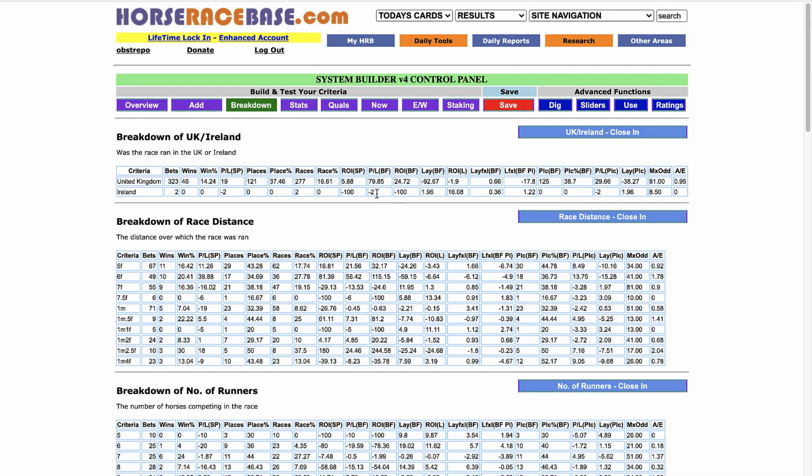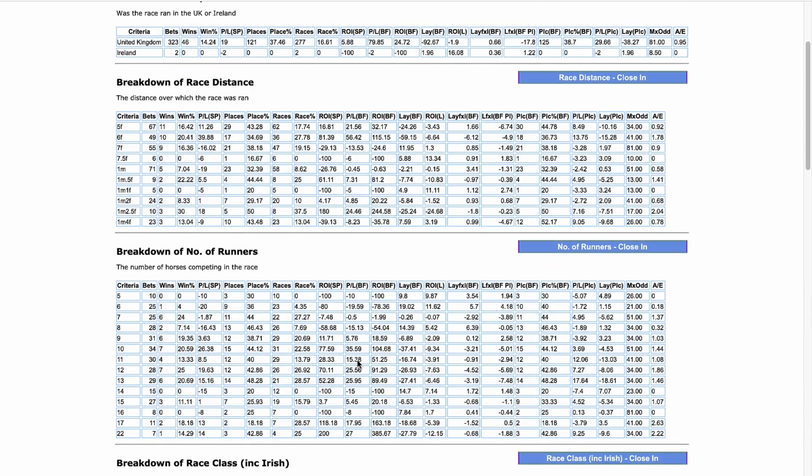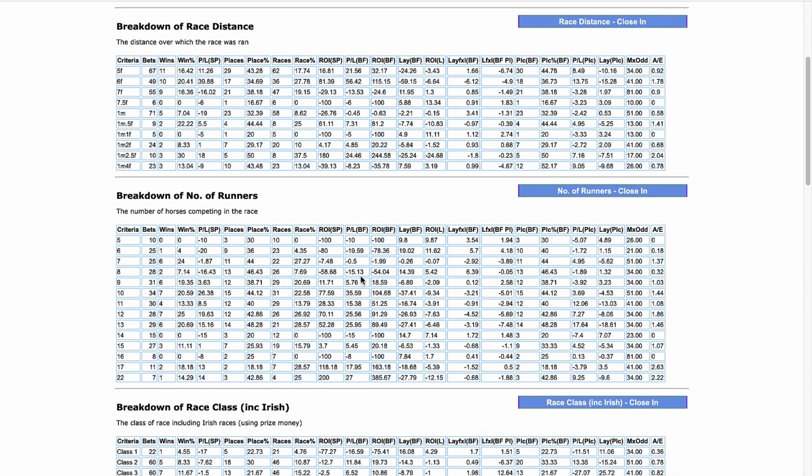Again, he's had no winners in Ireland, but it's only 2, so we could easily put the same criteria in there if we want to. Race distance, some negative there in the middle, 1 mile 4 and above there's negative. Possibly we might want to exclude those longer races. Number of runners, now this looks quite significant, anything less than 9 runners. So we've got minus 15 there, minus nearly 20, 30, 45. We could gain 45 points there by excluding those ones.